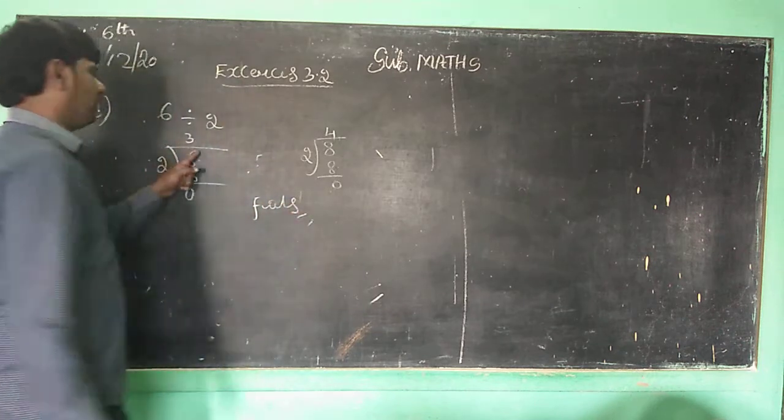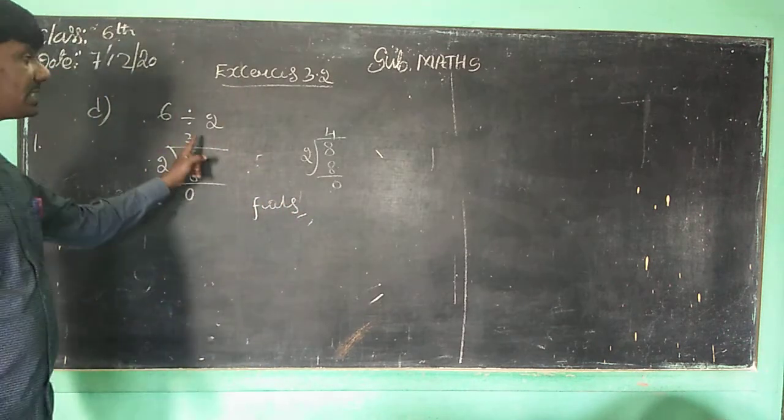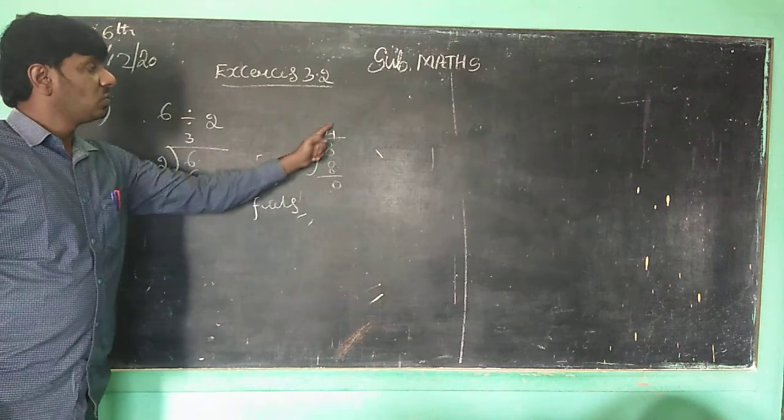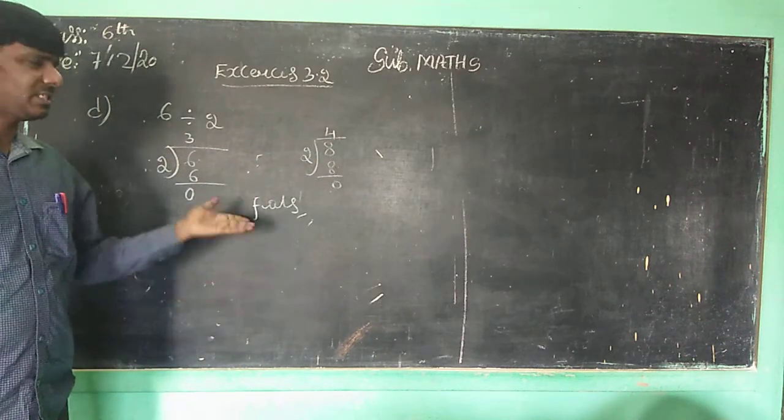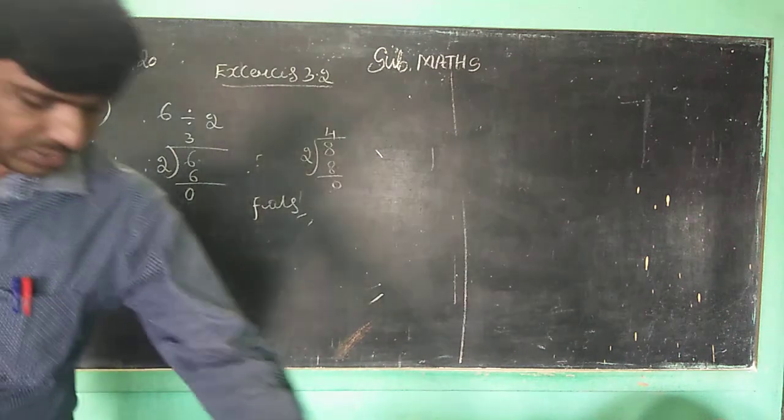So if an even number is divided by 2, the quotient is odd. See here, 2, 4, 8. Here the quotient is even. Therefore this statement is wrong. Children, now we want to take the next question.